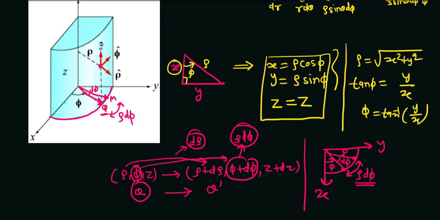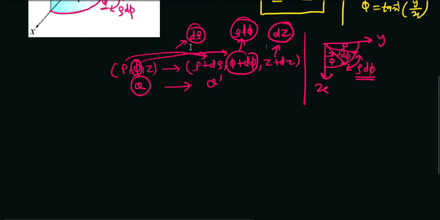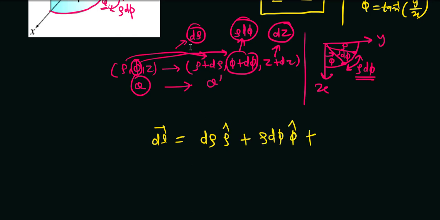Now in the direction of z, if you are moving from this point rho, phi, z to z plus dz, then the length of this element would be given by dz. You can simply take the difference, z plus dz minus z. So the length of this element would be dz. Now I can write the displacement vector in the general form: dl vector is d rho in the direction of rho cap, plus rho d phi in the direction of phi cap, plus dz in the direction of z cap.